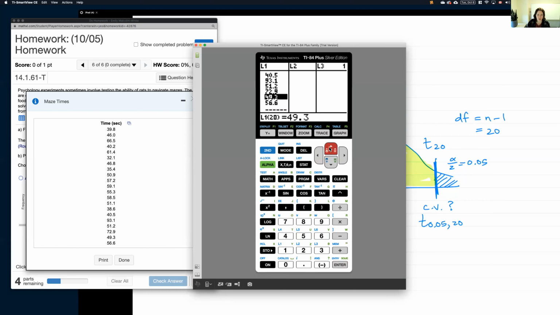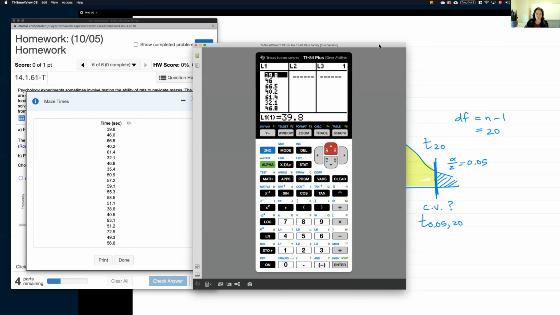56.6, 49.3, 72.9, 51.2, 93.1, 40.5, 38.6, 51.1, 58.5, 55.3, 59.1, 57.2, 50.1, oops, oh no, 50.9, 40, 35.4, 46.8, 61.4. Okay, I'm feeling good. All right, so they're all entered in there, and I think I've done that correctly.